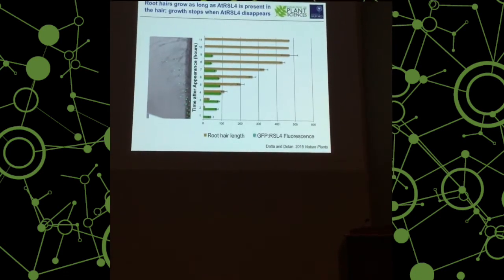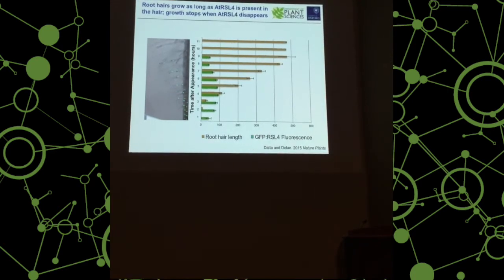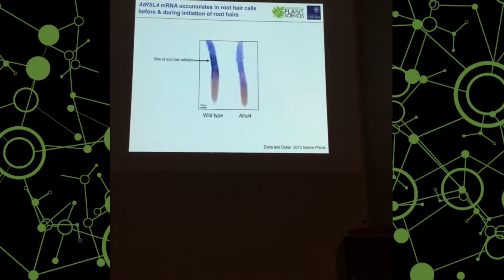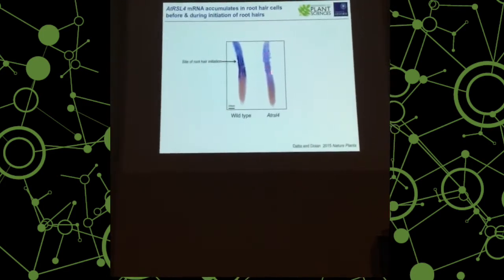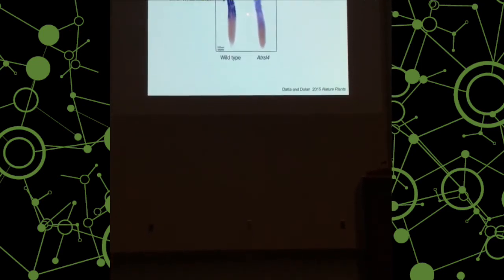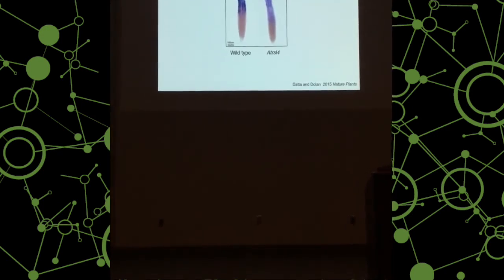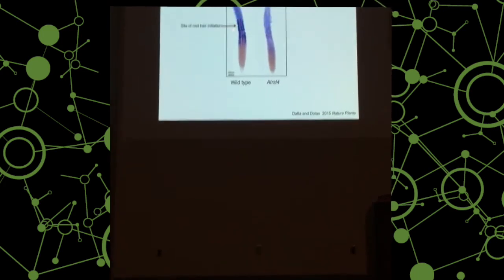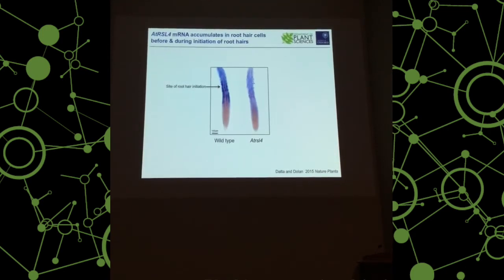Then we did some in situ hybridizations, and in situ hybridizations are a real pain to do in these plants. But we did them anyway, so you'll excuse the quality of this. Here's our wild type, and here's an RSL4 loss of function. This gives you the background stain that you get when you do it in situ. But this really dark precipitate here indicates where the mRNA is present. And this is the site of root hair initiation. So what you're seeing is message accumulate in a band just before and just after initiation.